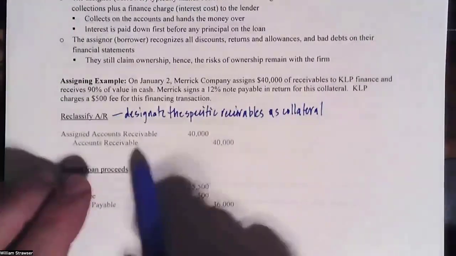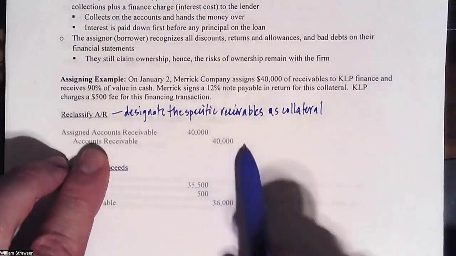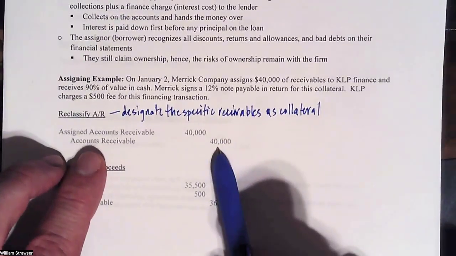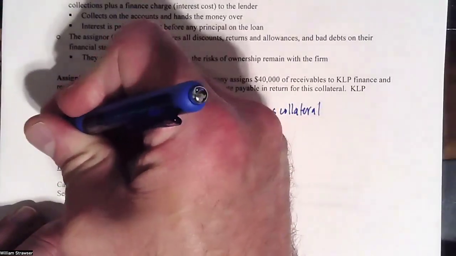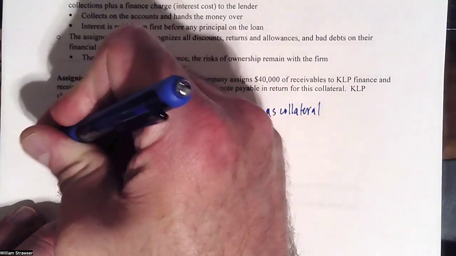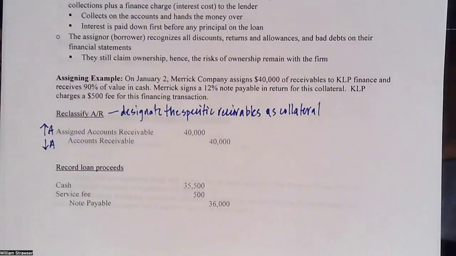And so we take whatever accounts those might be, we credit them out of just our normal bucket of accounts receivable and assign them the name assigned accounts receivable. This is just a reclassification. And so there's no movement to any assets, liabilities, or equity. It's just an asset for an asset.